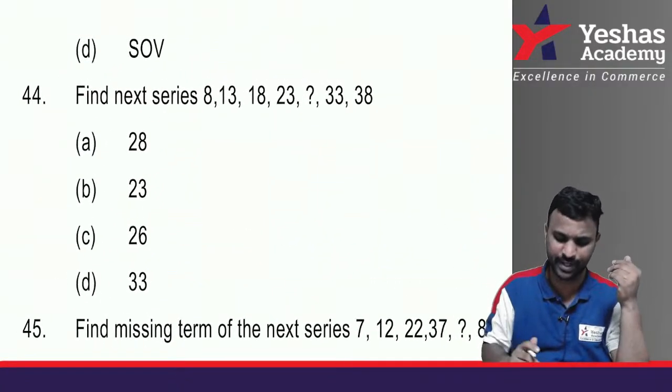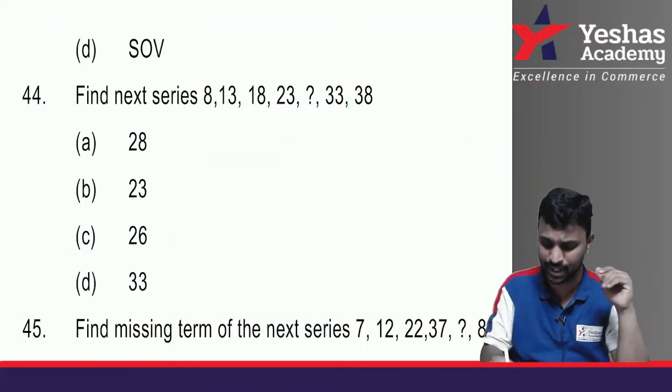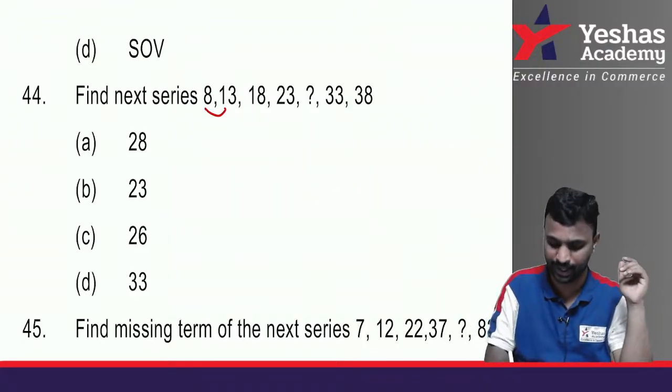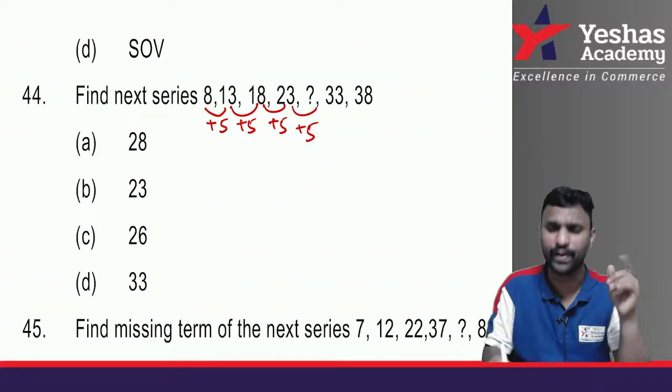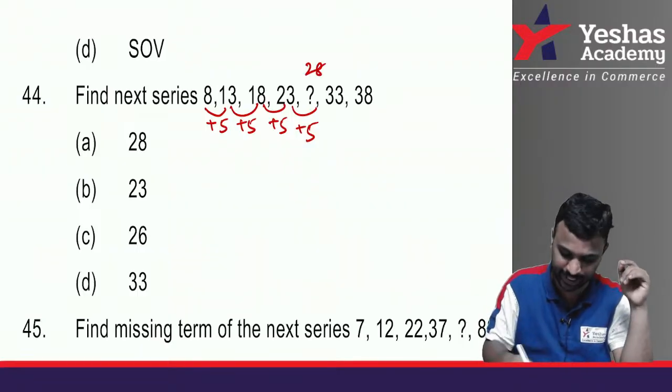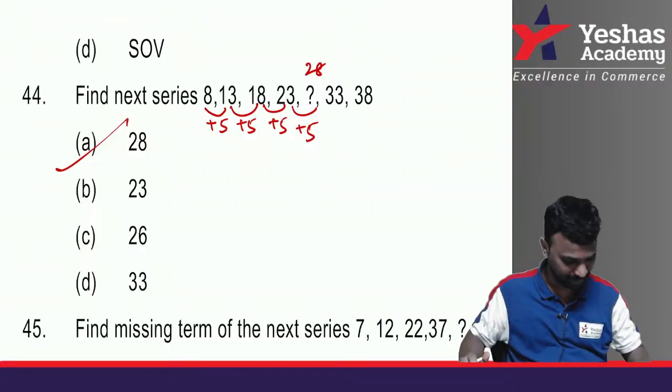It's a laddu question. You can see, find the next number in the series. Guys, numbers are not increasing by large amounts. What you can do is look for an addition pattern. 8 plus what is 13? Plus 5. 13 plus what is 18? Plus 5. Again plus 5. So it's a plus 5 pattern. 23 plus 5 is 28. Therefore, the answer for this question is option A. Laddu question.